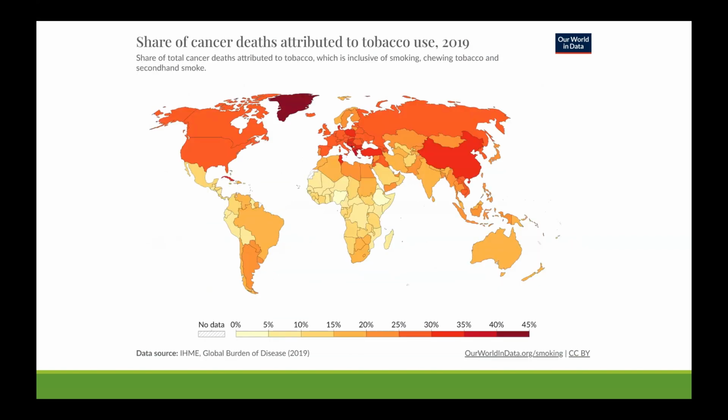And then finally, this map shows cancer death rates attributed to tobacco use, meaning out of the total number of cancer cases in each country, what percentage of those cancer cases are caused by tobacco. And as you can see from the legend at the bottom, darker color means higher percentage.